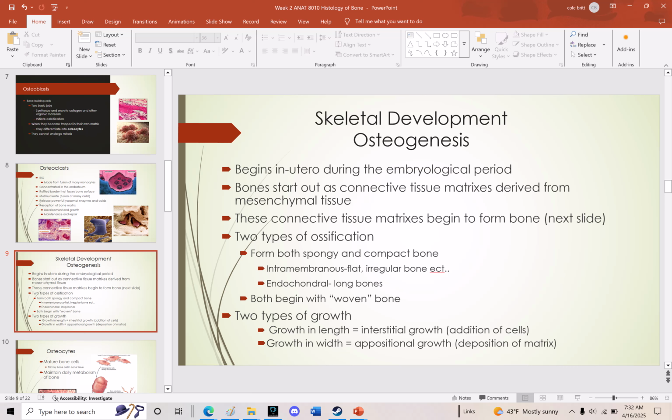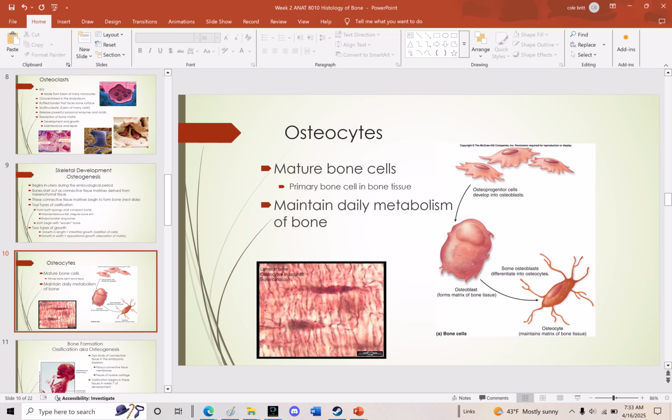The prefix inter means between two things. So the growth is happening between two things and it's getting longer and longer. And that's how I remember the interstitial growth. But of course, if you remember one, the other one's got to be the opposite, right? If you remember one, you know the other one. At least you should. Again, the osteocytes, those are the mature bone cells.